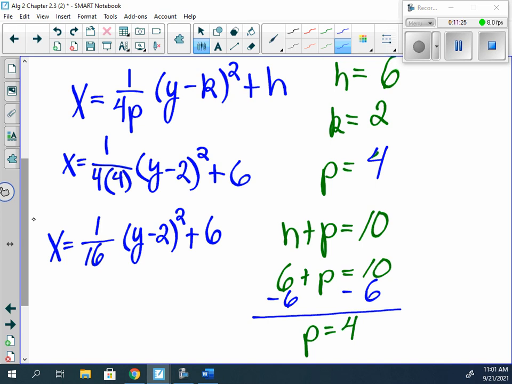Now, we could technically add the 6 in, but in order to do that, I'm going to have to take y minus 2 and multiply it by itself. And then once we finish distributing that out, I have to multiply it by the 1/16, and then we can actually add it in. I've got to square it and then multiply before I can add it in.